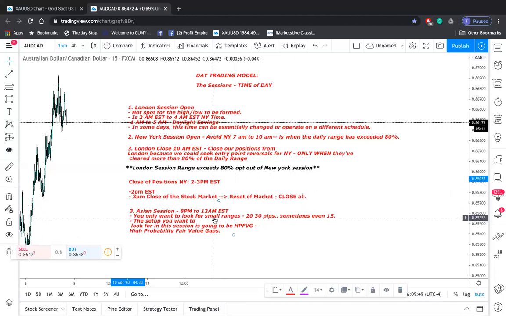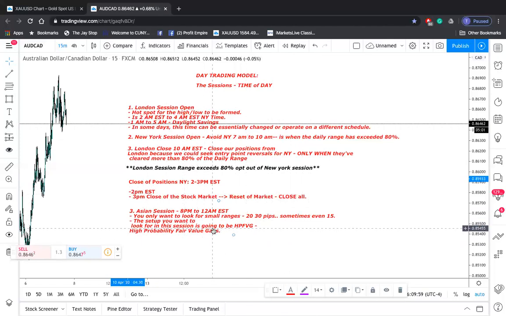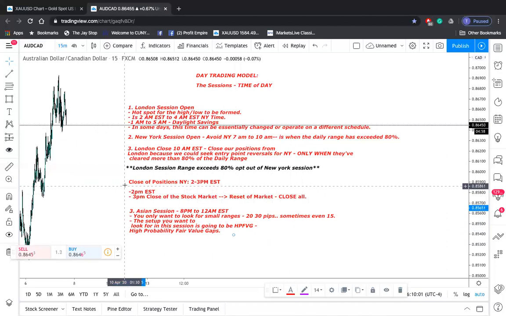Now the Asian session is from 8 p.m. to 12 a.m. and you only want to look for small ranges, 20 to 30 pips, sometimes even 15. The setups you want to look for in this session are going to be high probability fair value gaps, where the market makes an imbalance and you trade based on that imbalance. And these are most seen in Aussie, New Zealand, and Kiwi pairs, and also Japanese yen.